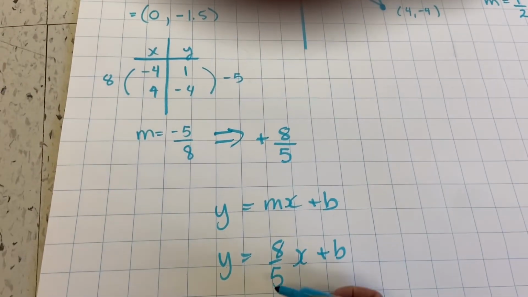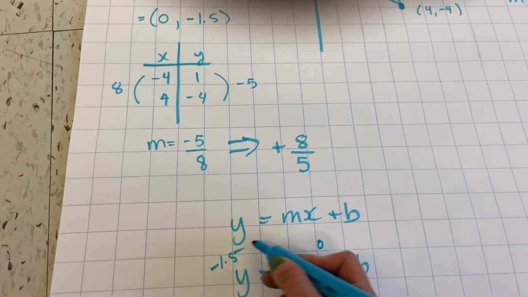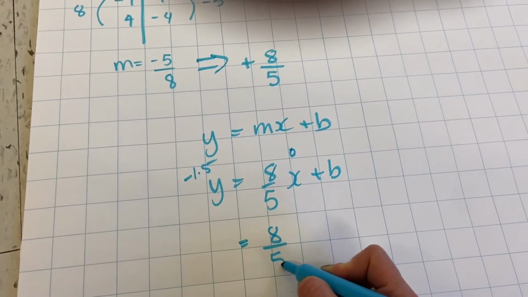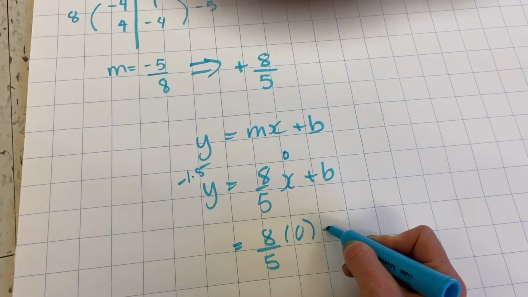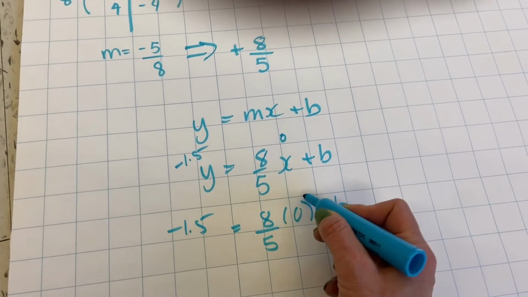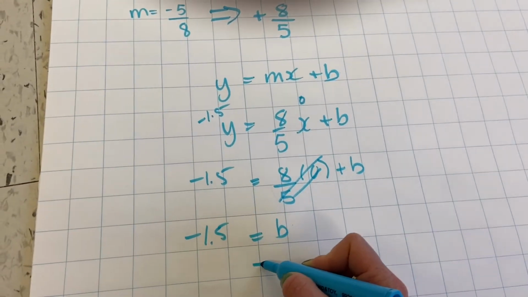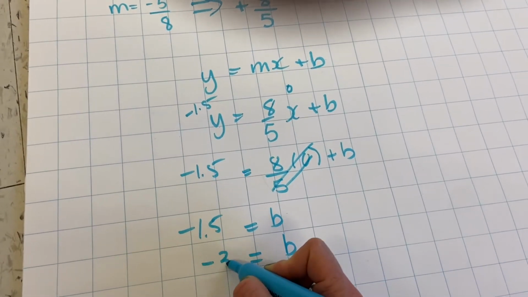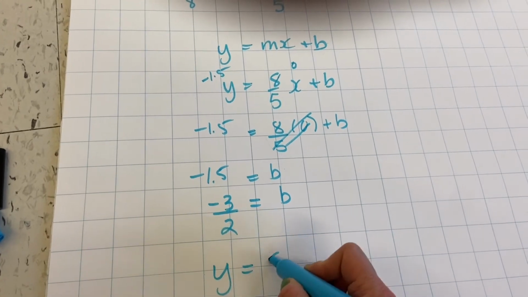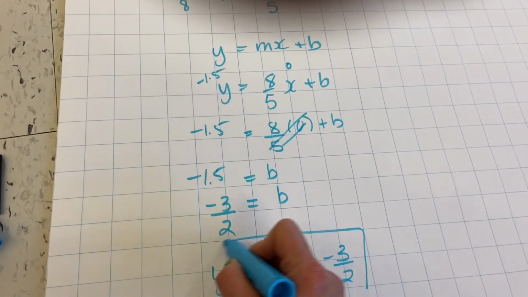So I'm going to put the 0 here. I'm going to put the negative 1.5 here. So that's going to give me 8 over 5 times 0 plus b is equal to negative 1.5. 8 times 0 divided by 5, that just cancels out. So that means my b is equal to negative 1.5. If I want to keep fractions, it's the same thing. It's negative 3 over 2. So that means my first perpendicular bisector is y is equal to 8 over 5x minus 3 over 2.